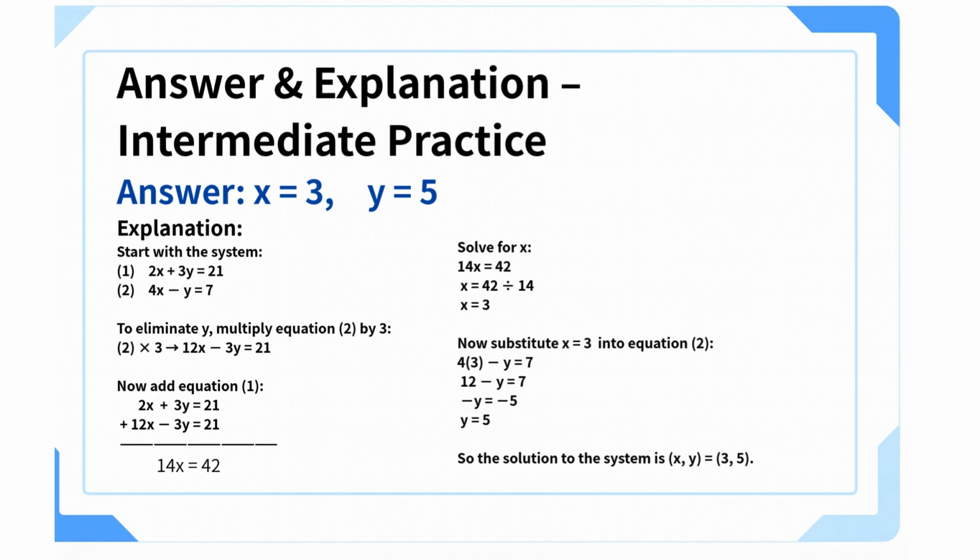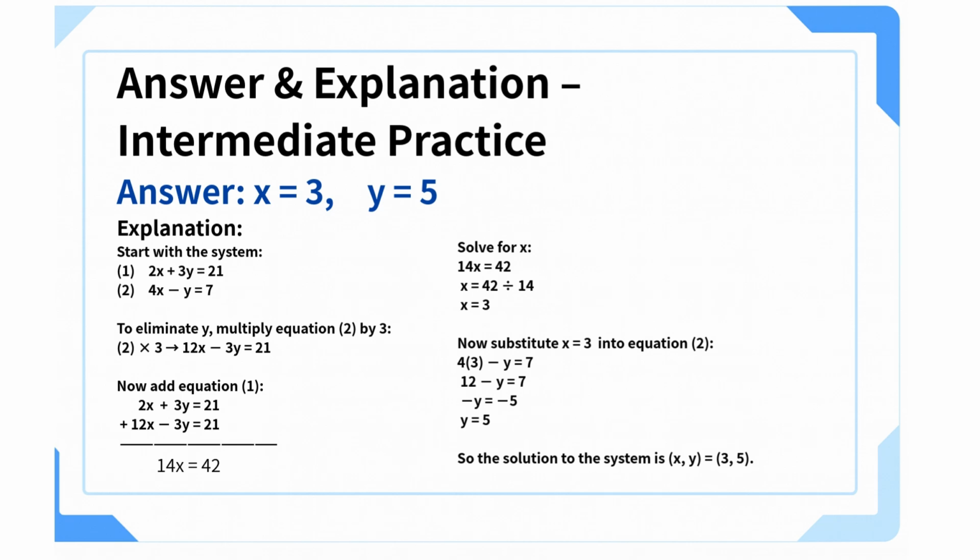This is our first variable. Now we substitute x equals 3 back into one of the original equations. We will use equation 2 because it has fewer terms and is easier to compute. 4x minus y equals 7 becomes 4 times 3 minus y equals 7. 4 times 3 is 12. So now we have 12 minus y equals 7.